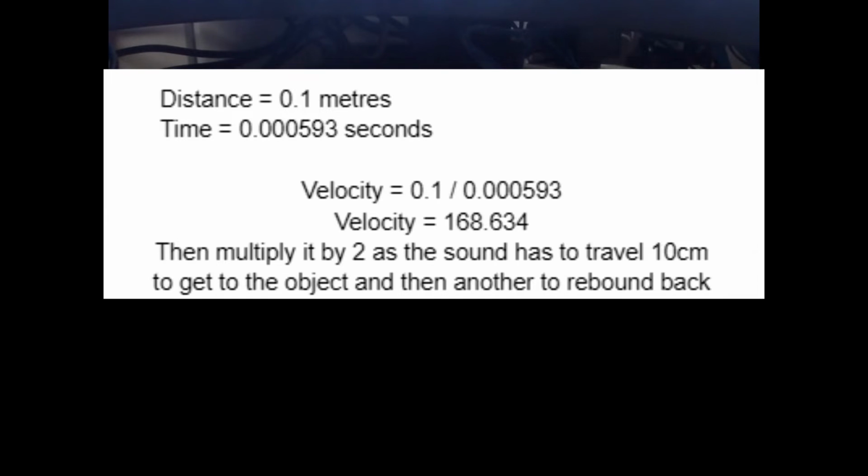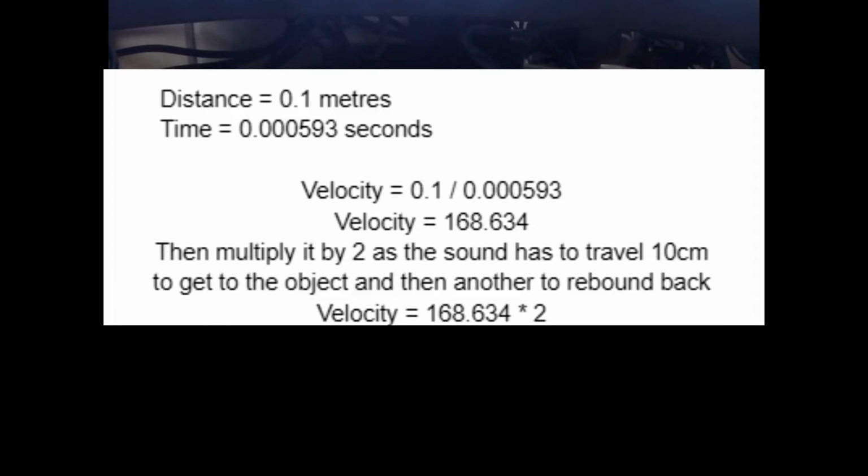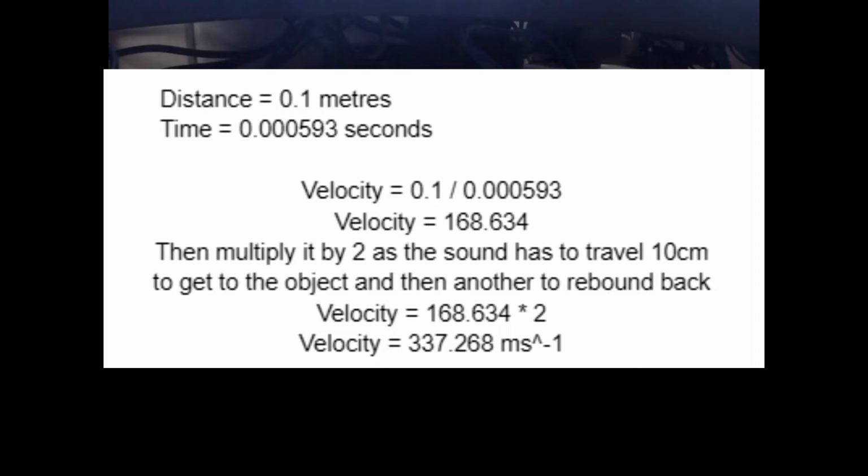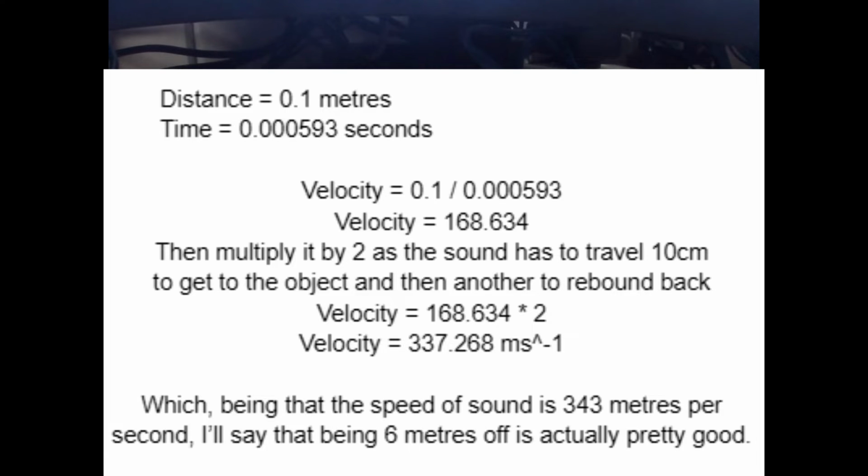168.634. Then multiply this by 2, as the sound has to travel 10 centimeters to get to the object, and then another 10 to rebound back, which means velocity equals 168.634 times 2, which means that velocity equals 337.268 meters per second, which, being that the speed of sound is actually 343 meters per second, being that close is pretty good.